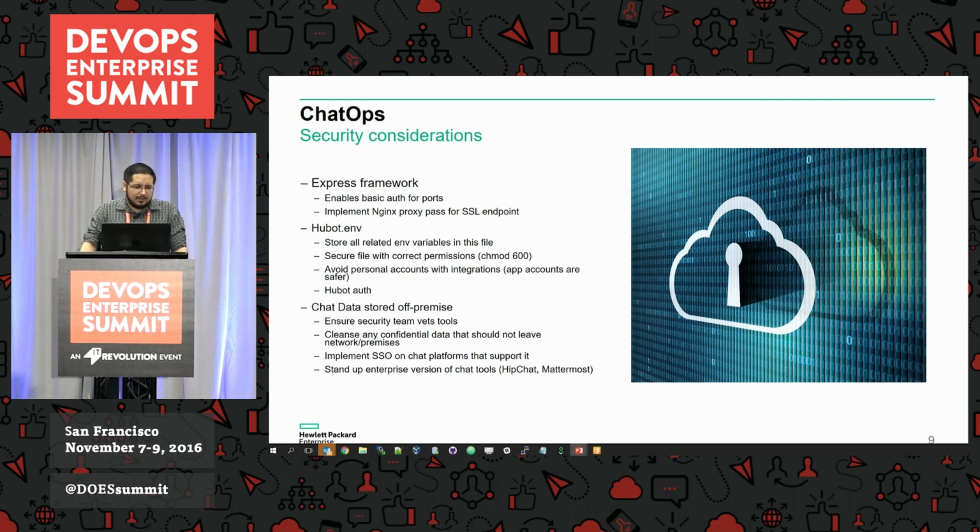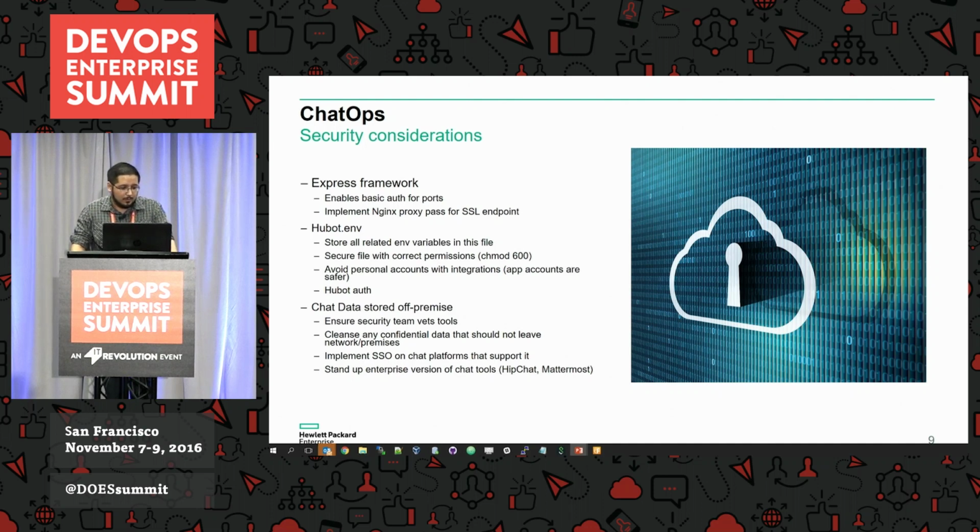And the last security consideration is the fact that a lot of these chat systems like FlowDoc, Slack, they're hosted off premises. So you want to take the idea that what you're writing into the chat room is not being stored inside the company. You want to make sure that your security teams validate these tools. You want to make sure that you're not writing passwords into these chat tools as well.